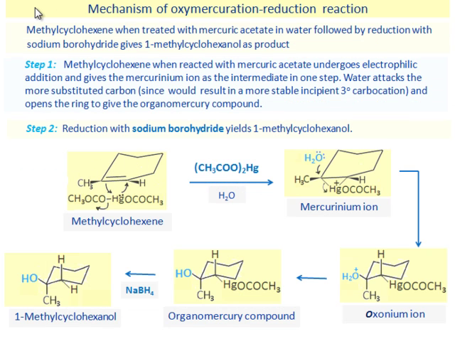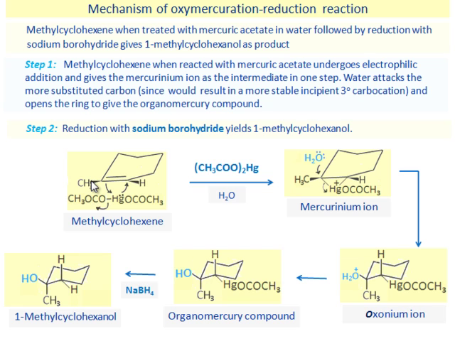Mechanism of oxymercuration-reduction reaction. Methylcyclohexene, when treated with mercuric acetate in water, followed by reduction with sodium borohydride, gives 1-methylcyclohexanol as product.